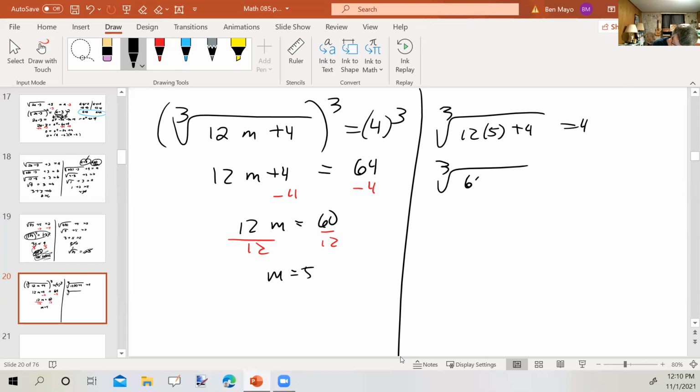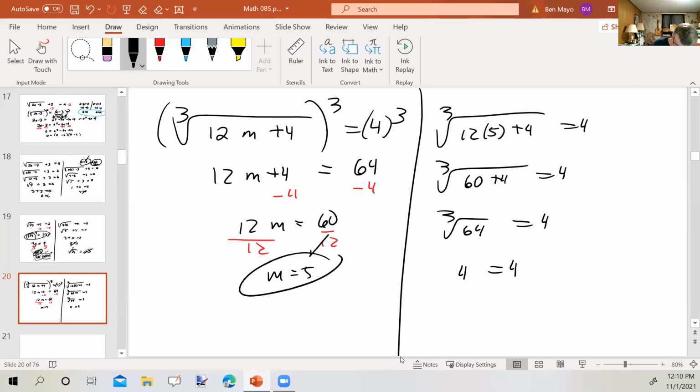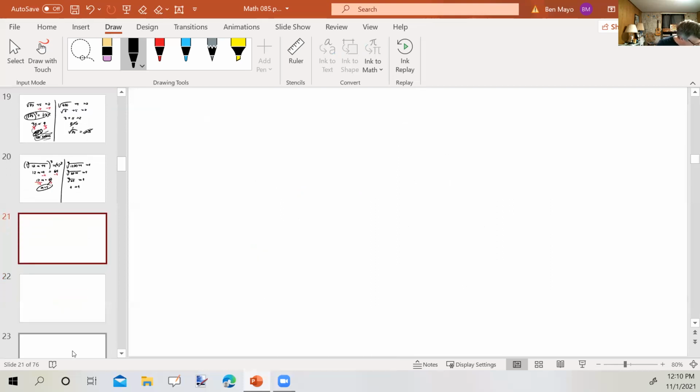Cube root of 60 plus 4. Cube root of 64. Cube root of 64 is 4. 4 equals 4. So that checks. Okay. Let's see here. What about this situation?